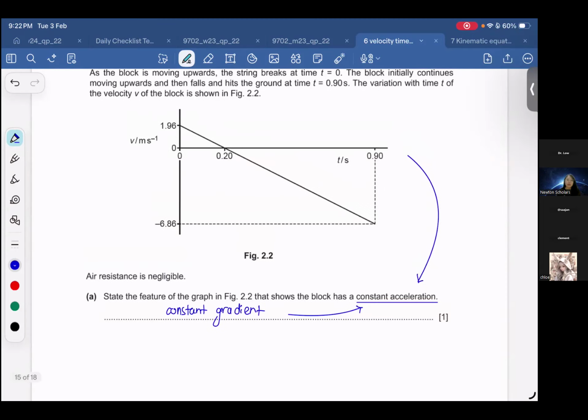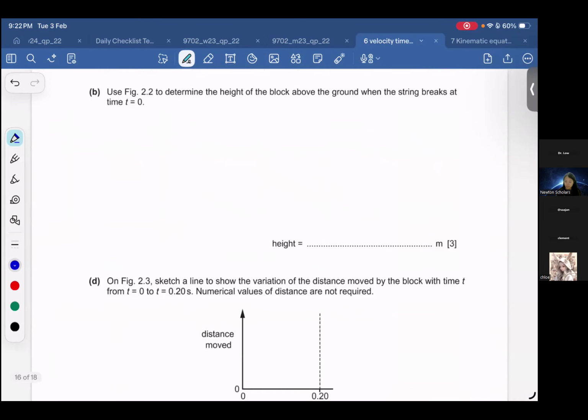Okay, so from the graph, I know the motion is constant acceleration. How do you know? Constant gradient. Okay, so next, at here. Use figure 2.2. Determine the height of the block above the ground when the string breaks at time t equals to 0. Okay, initially, the object is still moving upward for a short moment until here, right?